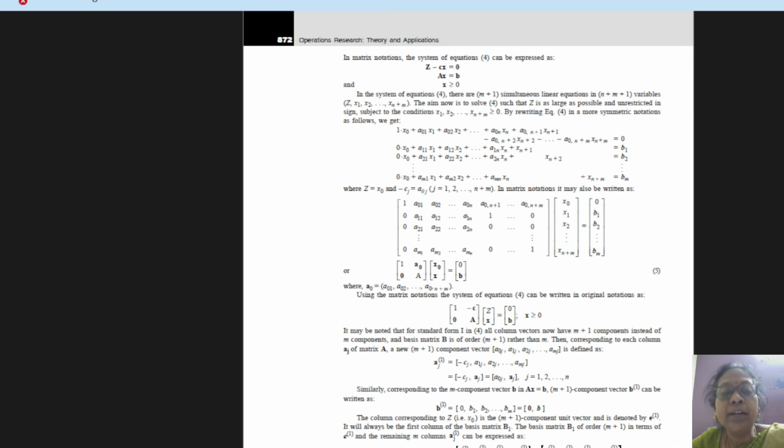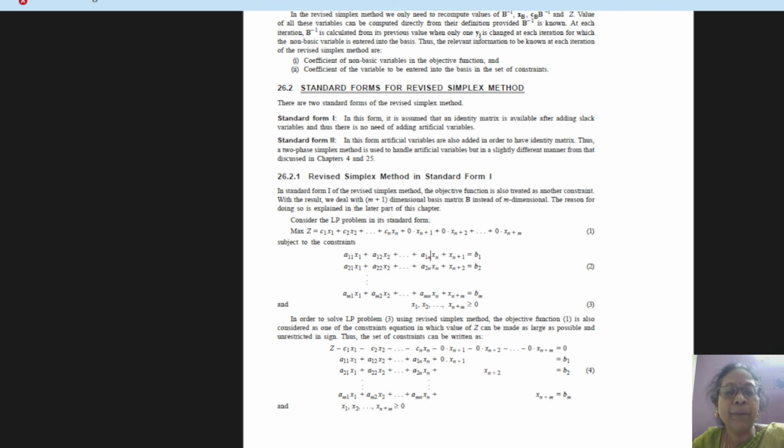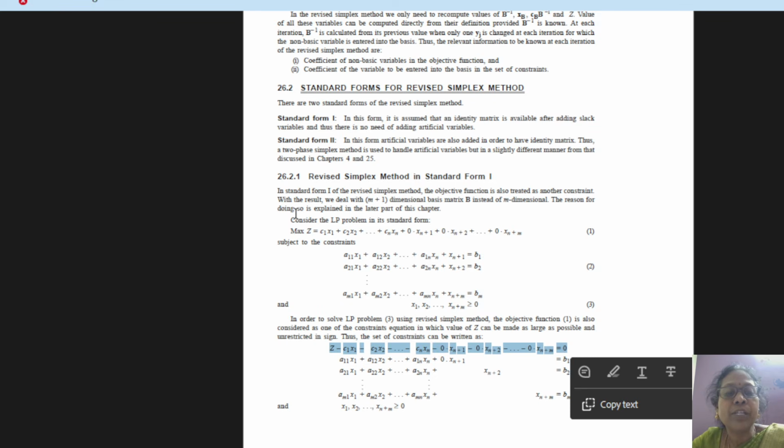So after making it into standard form and including the objective function as one of the constraints, that is your first constraint. Let's see this one. Here you have z minus c1x1 minus c2x2 and so on, which includes the zero cost of the slack, and which is equal to 0. Because you have your objective function as max z equal to this much, if you write it as an equation, it becomes z minus c1x1 minus c2x2 and so on, minus cnxn minus 0 into xn plus 1 and so on, 0 into xn plus m, which is equal to 0. So that is the first constraint.